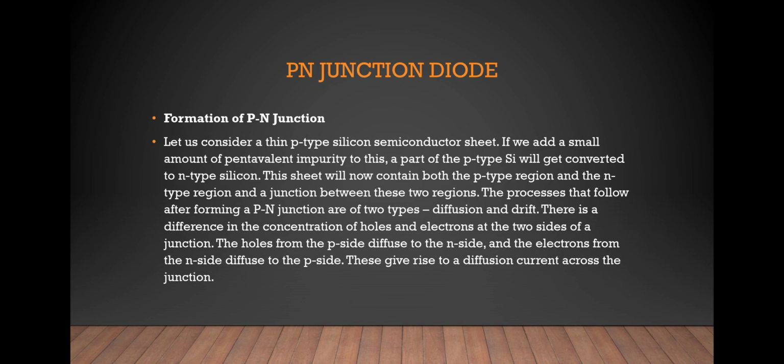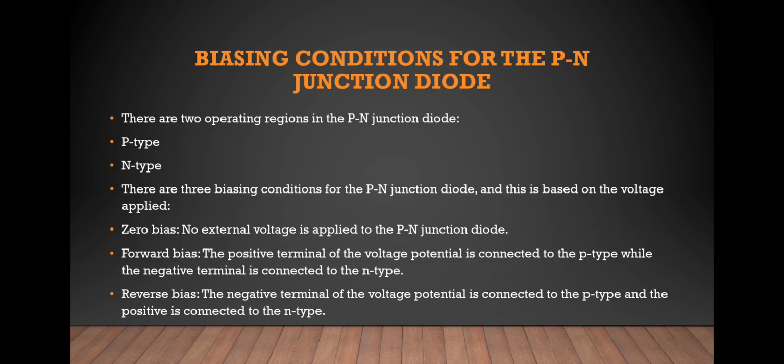There are two types available: one is diffusion and the other is drift. There is a difference in the concentration of holes and electrons at the two sides of the junction. The holes from the P side diffuse to the N side, and the electrons from the N side diffuse to the P side. It gives rise to a diffusion current across the junction.